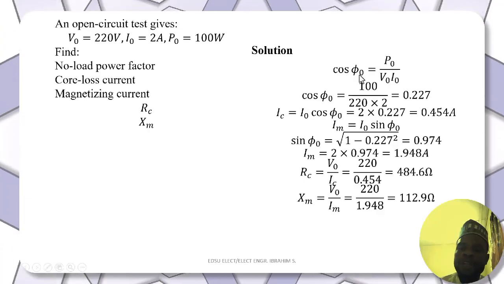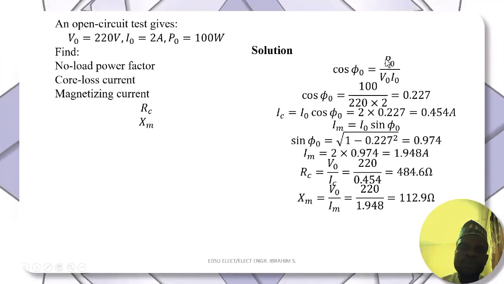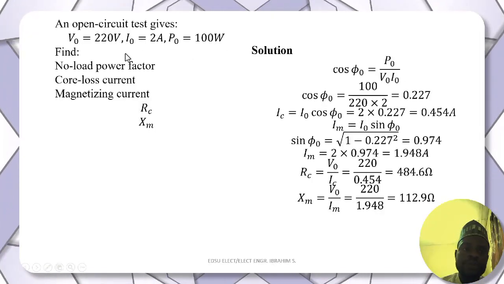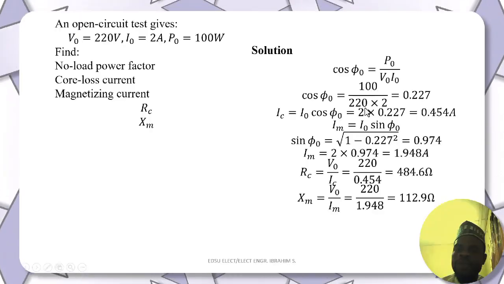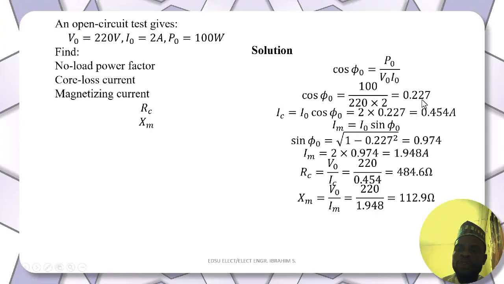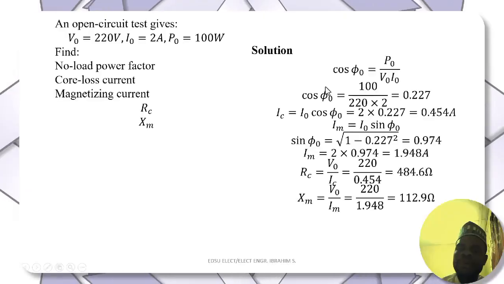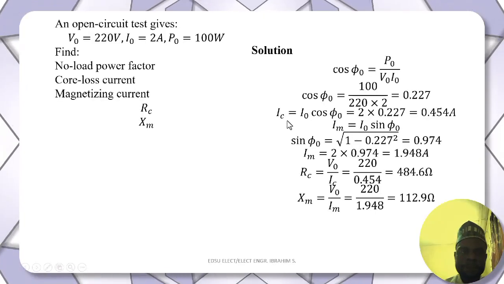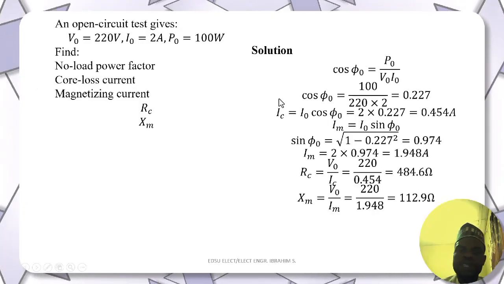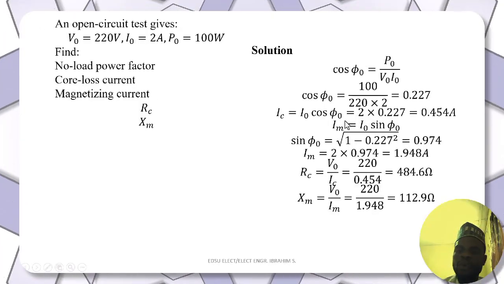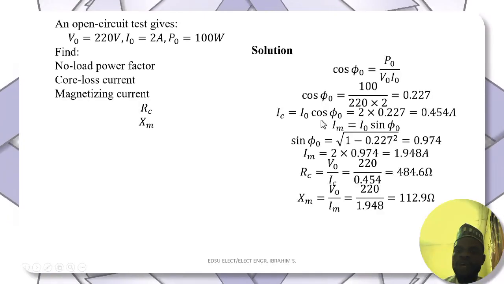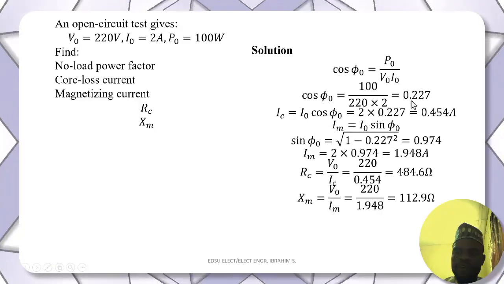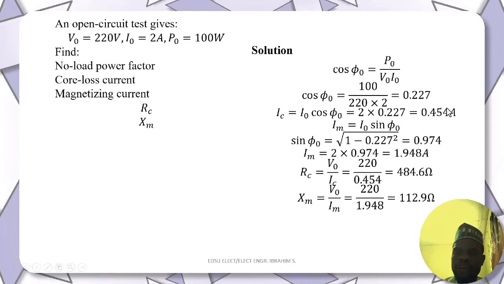Our power factor at no load is P0, which was 100, divided by my no load voltage and no load current, or open circuit voltage and open circuit current. So we have 100 divided by 220 multiplied by 2, which will give me 0.227. Then from here I can get my angle. So my IC, which is my core loss current, equals I no load times the cos of the power factor. My I naught was given, and my power factor is 0.227.